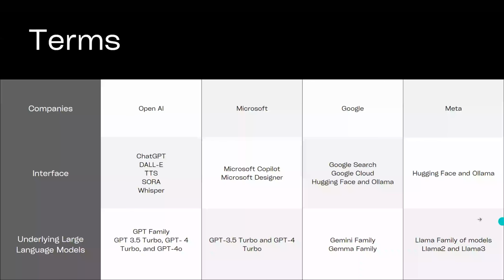The underlying large language models from these different companies are the different GPTs from ChatGPT, which used to be GPT 3.5 Turbo, which is now GPT 4.0 or 4o, as some of them call it. Microsoft, their Microsoft Copilot and Microsoft Designer, I believe, run on GPT 3.5 and GPT 4. Google has its Gemini family of large language models, as well as its Gemma family of smaller models. Meta has the Llama family of models, such as Llama 2 and Llama 3.